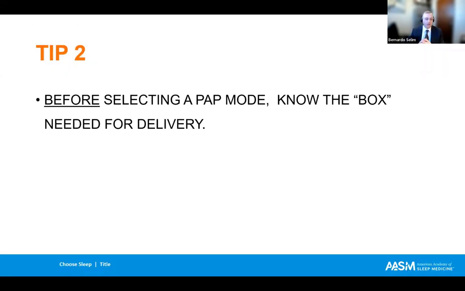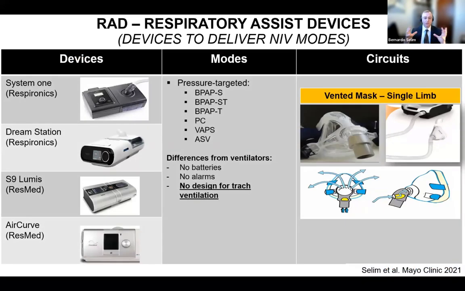Tip number two, let's talk a little bit about the PAP modes and the boxes. This is another thing that you need to know. You know your pathophysiology and your diagnosis. Now you need to know how you're going to deliver it, what type of box you are going to use in order to deliver the mode that you will be choosing. And when I mention the boxes, I'm referring to the two big groups that we use. One is the RATs and the other is the ventilators. And you know pretty well that the RATs are the ones you're more familiar with. These are the ones that you use in your sleep clinic every day.